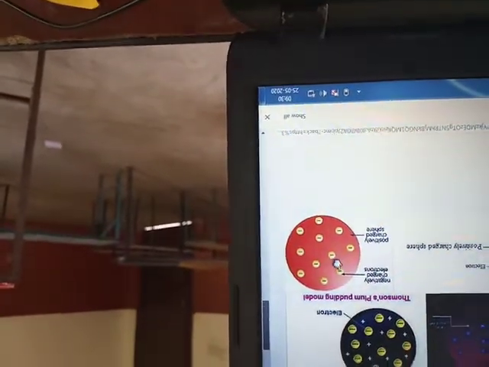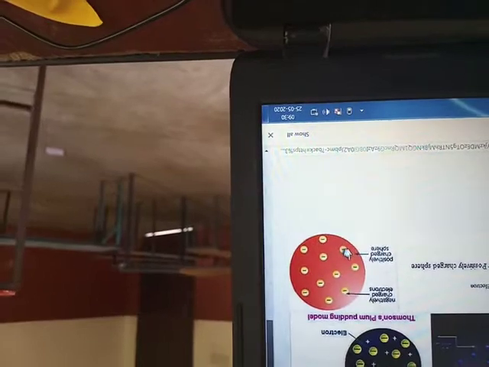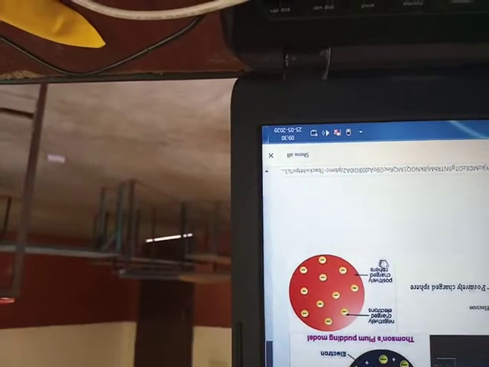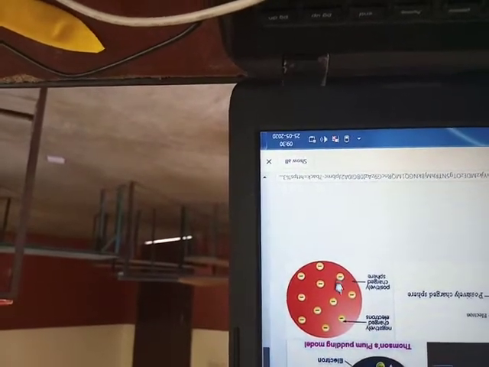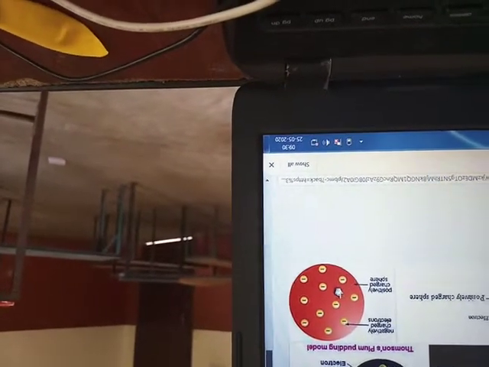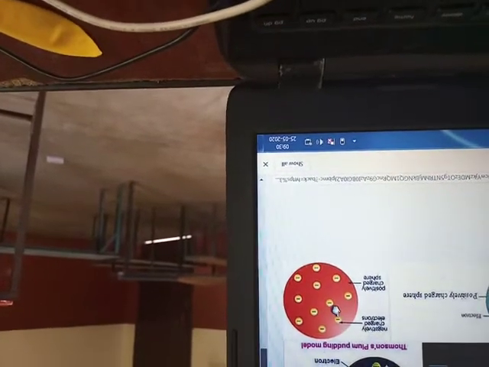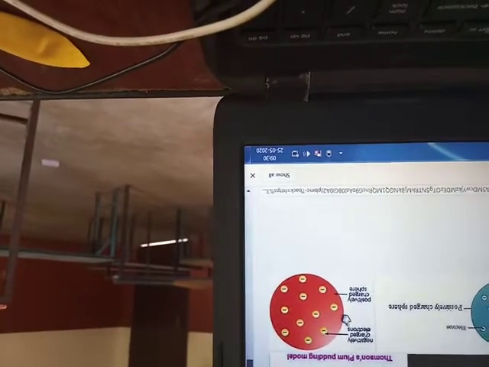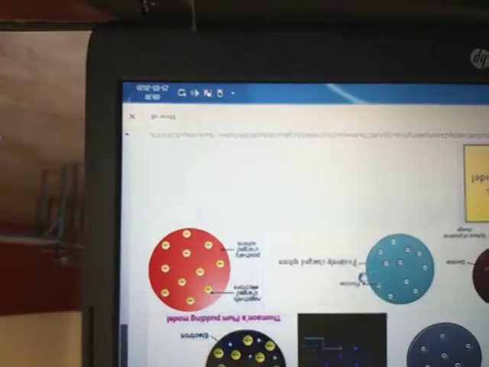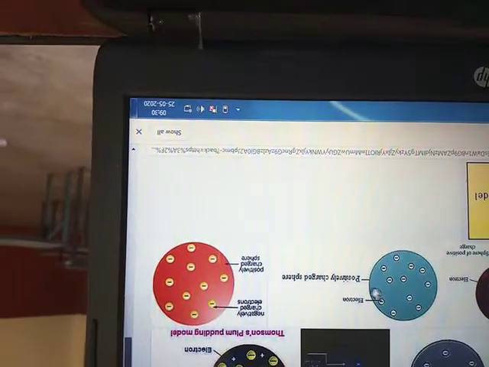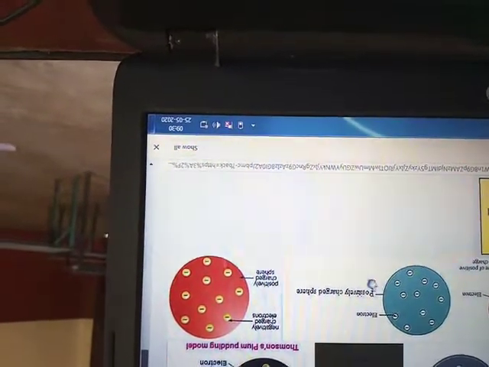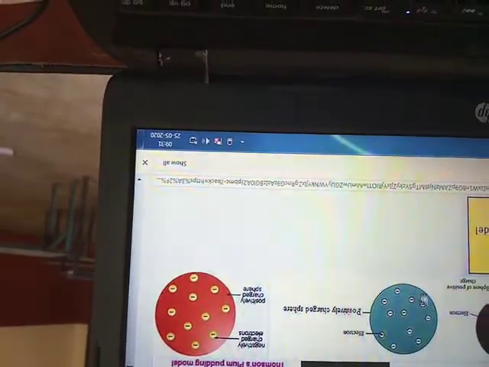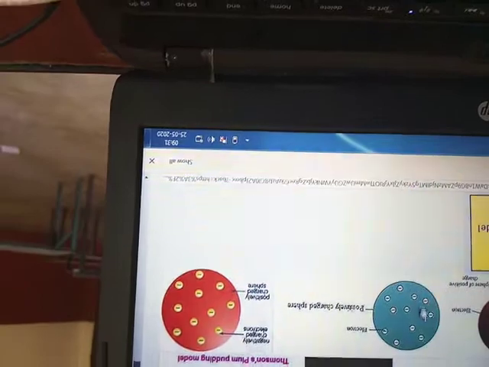This is negatively charged, and this red space is the positively charged sphere. This red one is the positively charged sphere, and this negative sign indicates negatively charged electrons. Here also you could see an electron. This is the electron, and this is the positively charged sphere.